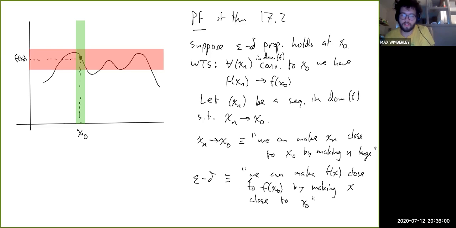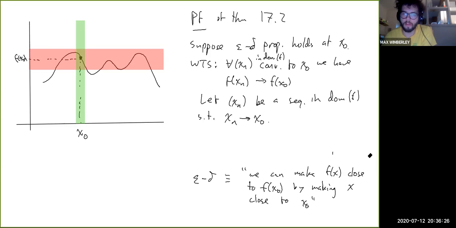So just think about these two statements. We just have to combine them, basically. This lets us make xn close to x naught. This lets us make f of x close to f of x naught whenever x is close to x naught. So then we can make f of xn be close to f of x naught just by making xn be close to x naught and invoking this property, right? So let me make that a little bit more formal now.